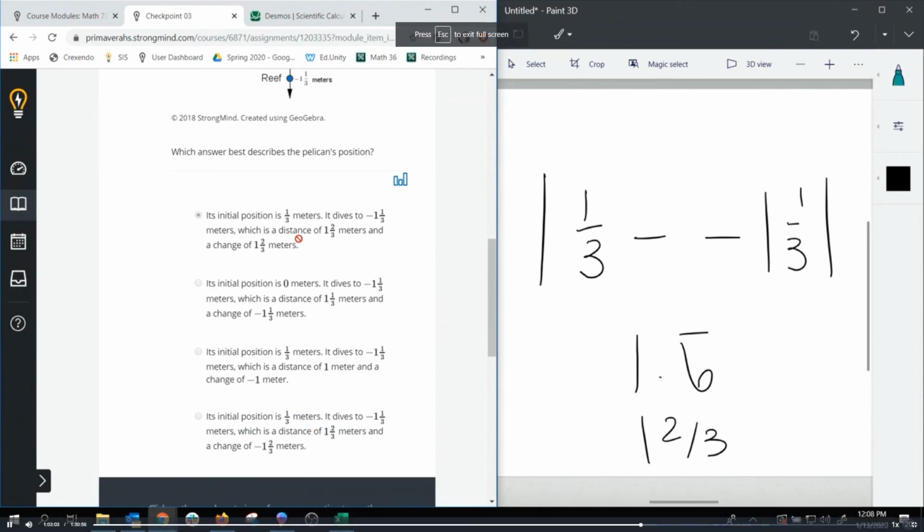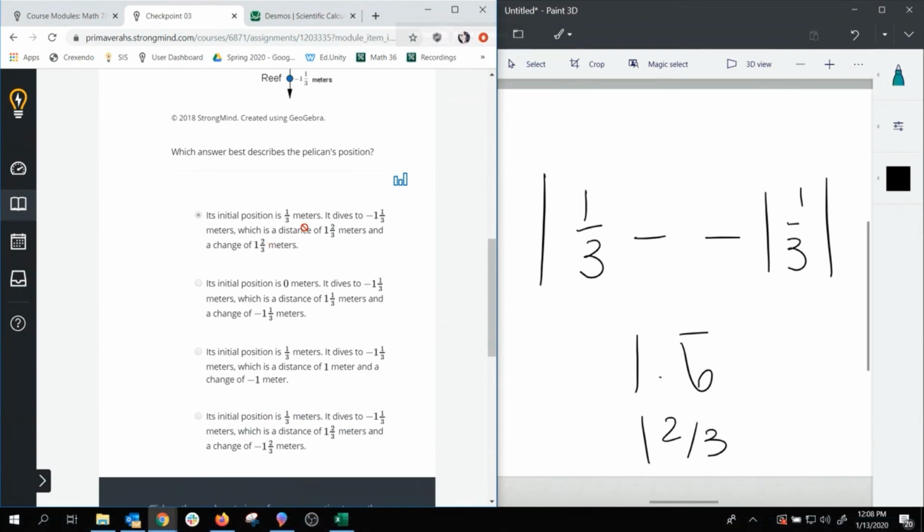Isaac, did you choose the one with positive 1 2/3 as well? No. Which one did you pick?